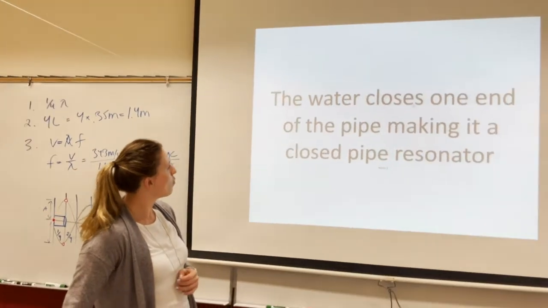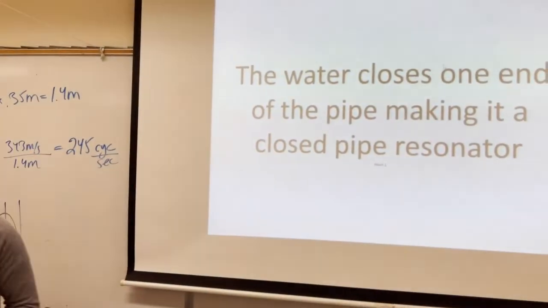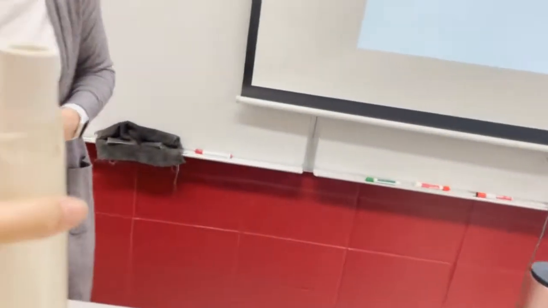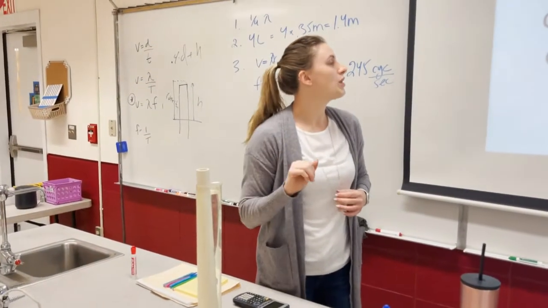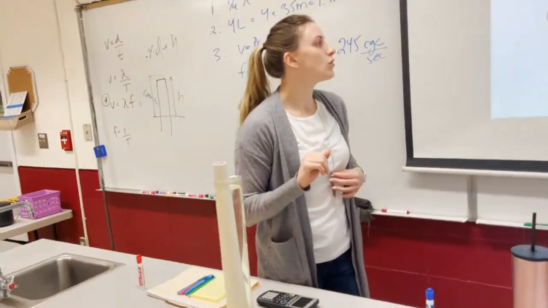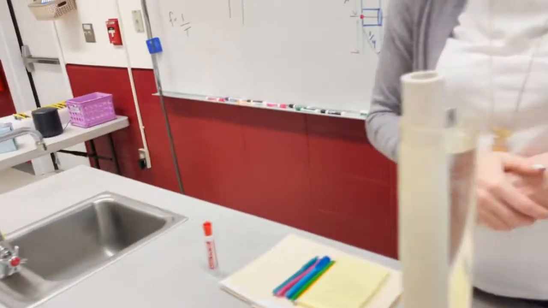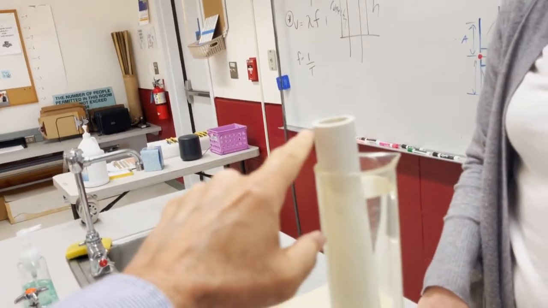Okay, so the water, another example, the water like we saw in here, or like we see over here, this is another version of it. It closes one end of the pipe, making it a closed pipe resonator. So this is what we had here, you can't see through. This you can, so you can see how this end of the pipe is closed, that end is open.